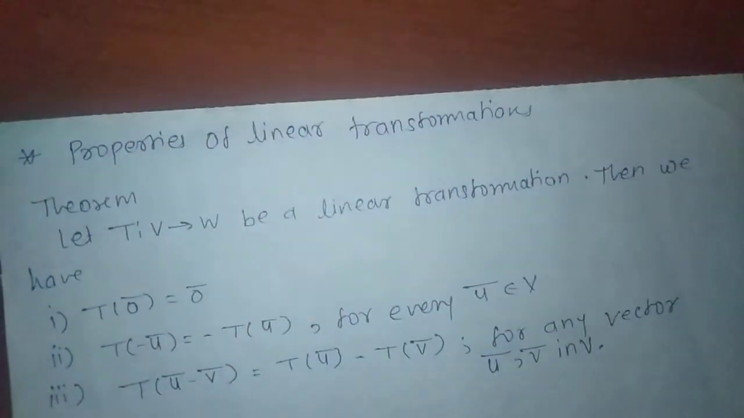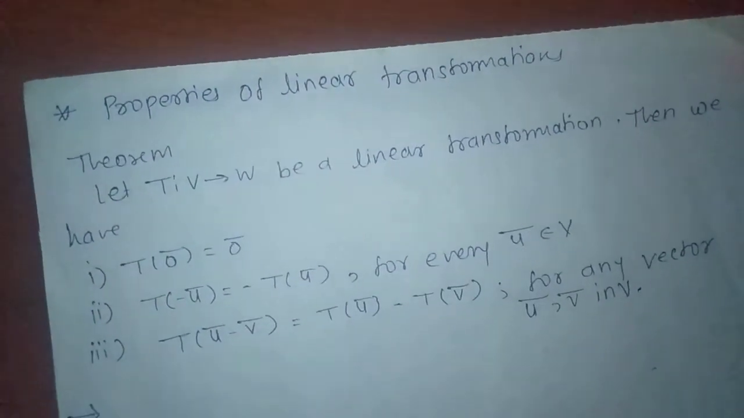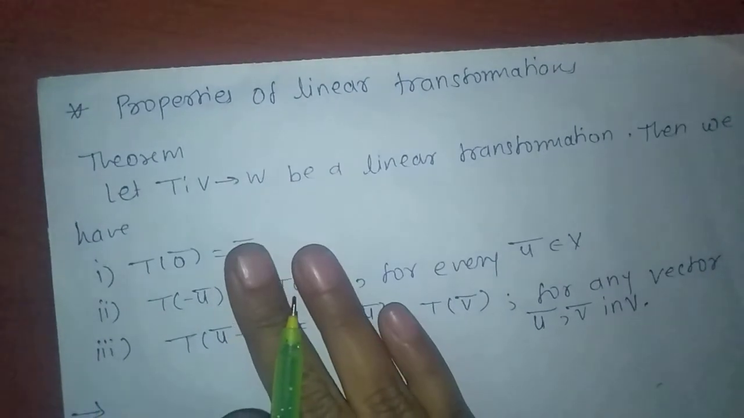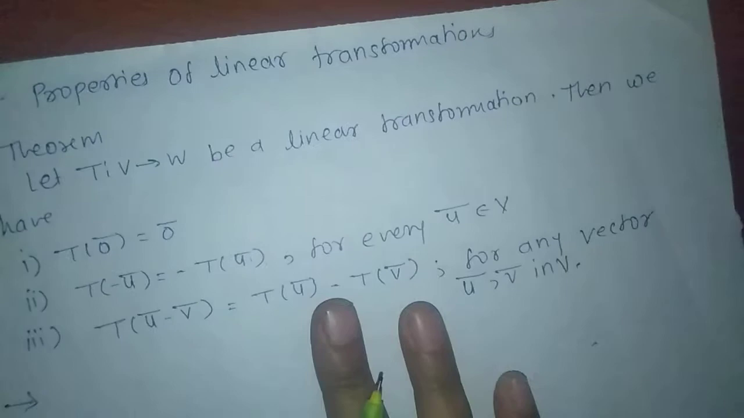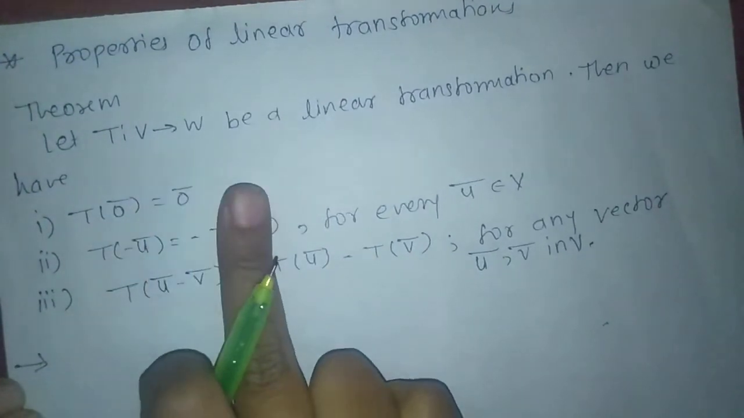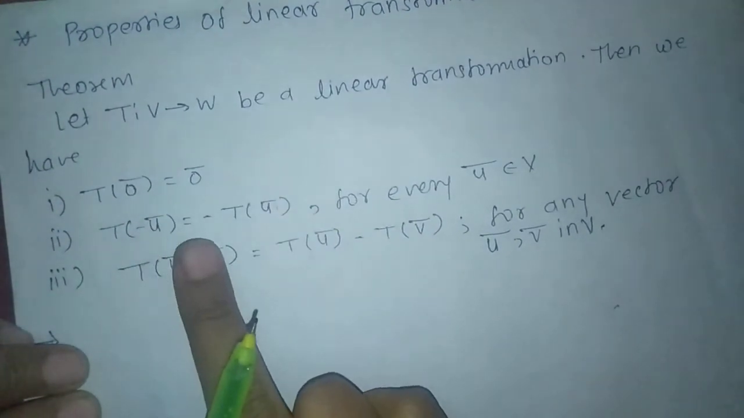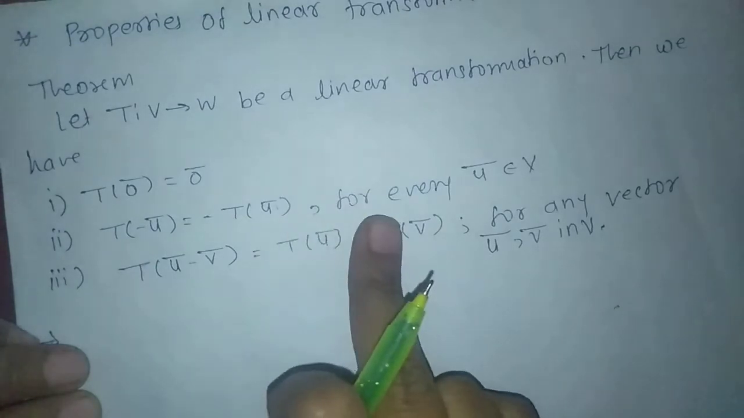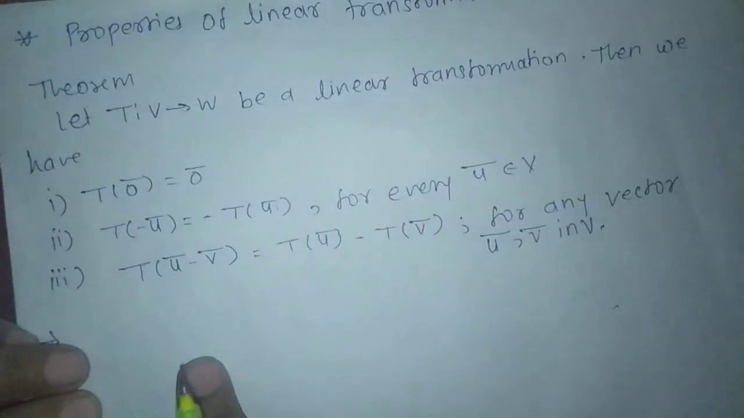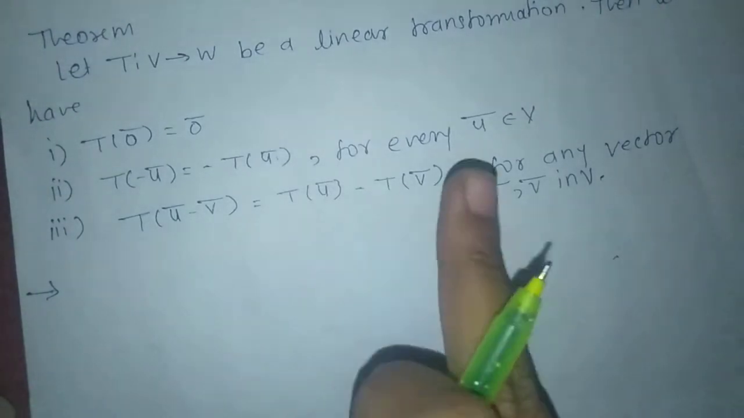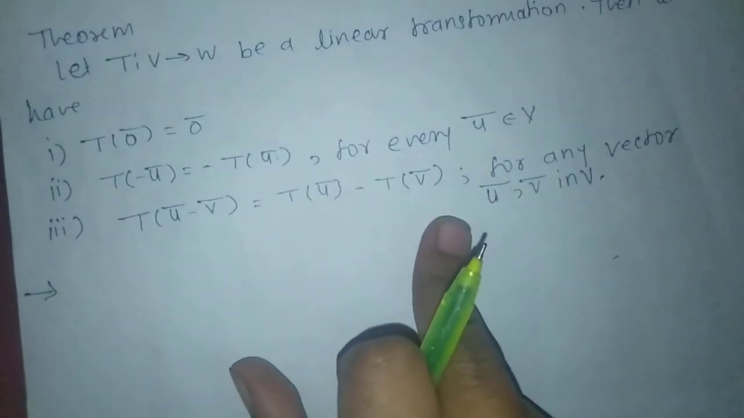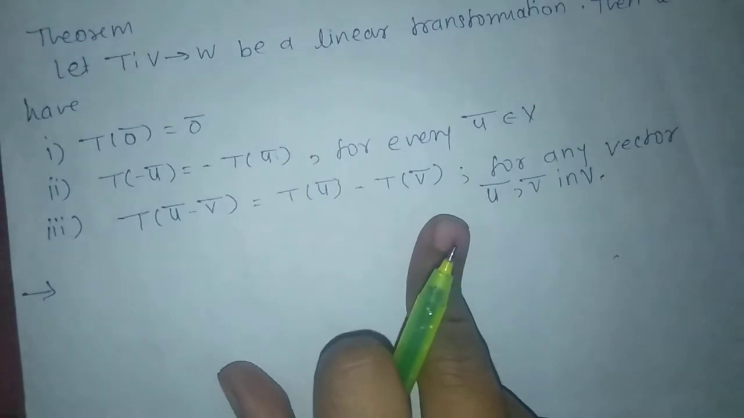Next, properties of linear transformation. First theorem: let T mapping V to W be a linear transformation. Then we have T of 0 equal to 0 bar, T of minus U bar equal to minus T of U bar for every U bar belongs to V. T of U bar minus V bar equal to T of U bar minus T of V bar for any vectors U bar, V bar in V.